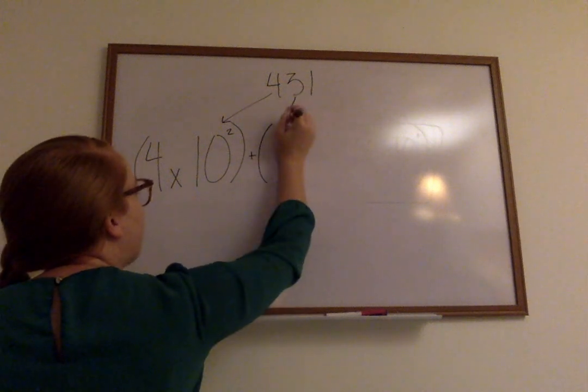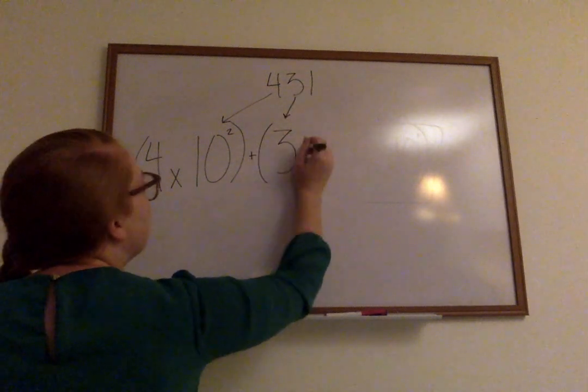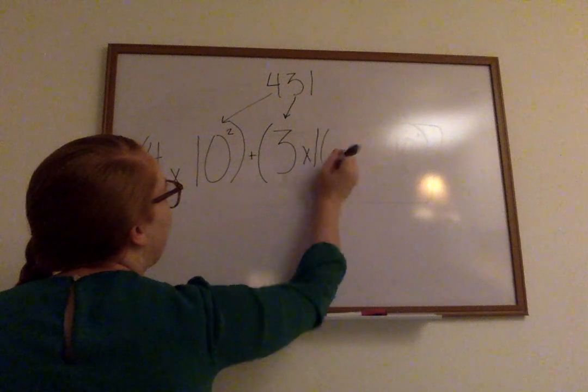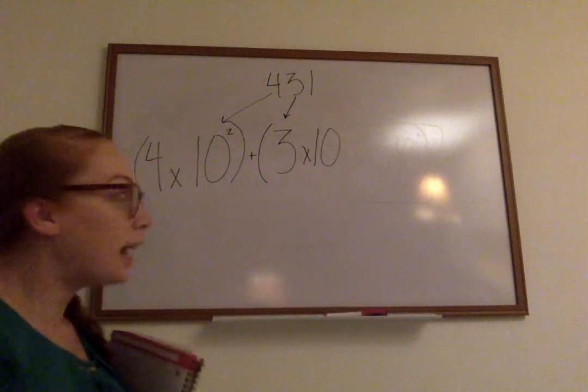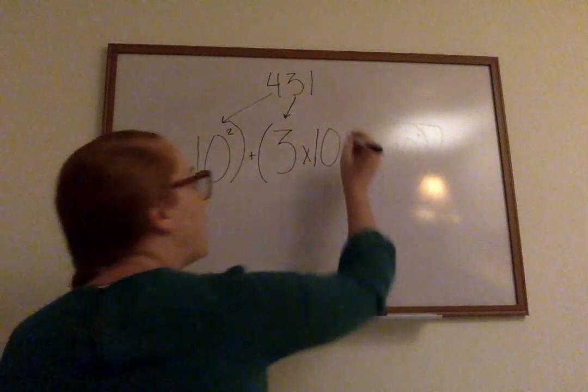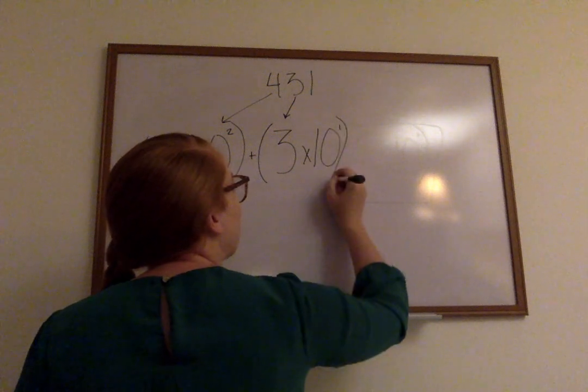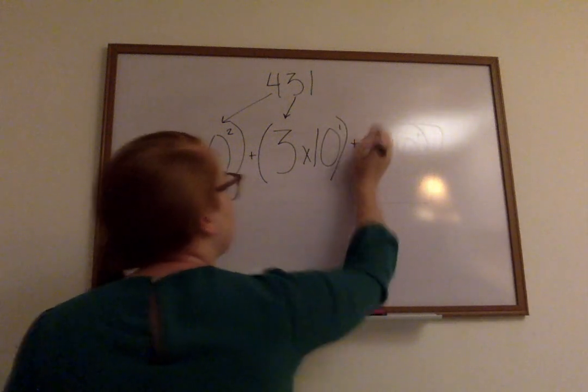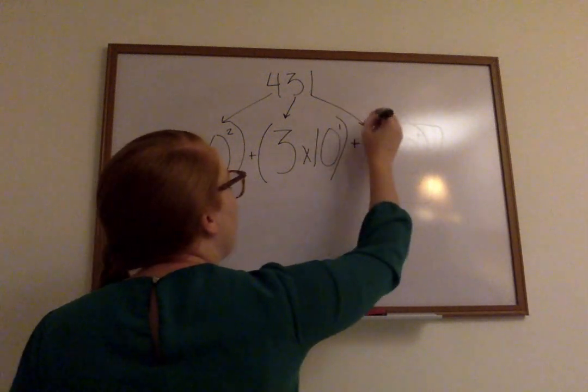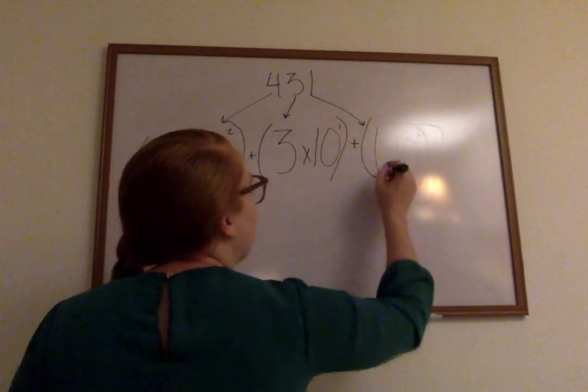I have a 3. I bring my 3 down, times it by my base, which is always 10. How many numbers are behind the 3? 1. I add my exponent of 1, close my parentheses, add my plus sign. I still have a number left, which is 1. I need to make sure I add my 1.